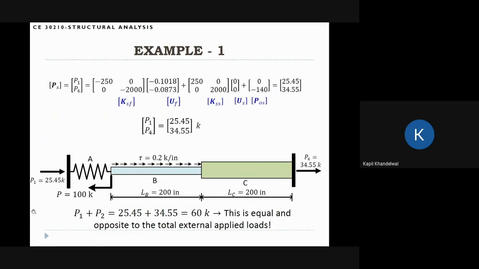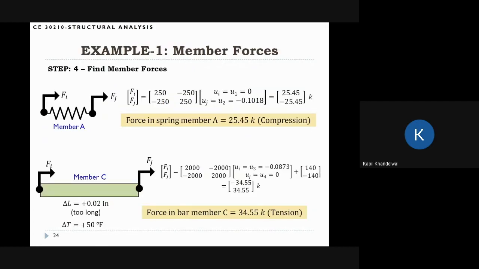And if we put everything together, we should be able to see that the system is under equilibrium. If you add P1 and P4, it's actually balancing out the applied load here, that is 100. So this is just a check. Sometimes you want to do a quick check to see whether your solutions are correct or not. So this gives you a quick check whether the system is under equilibrium or not.